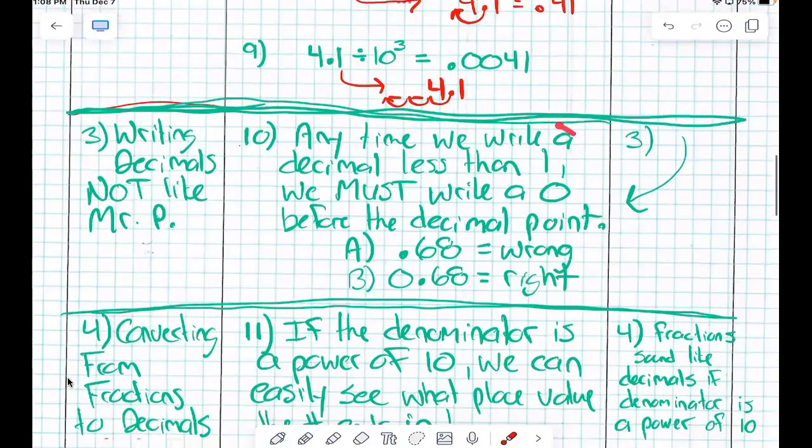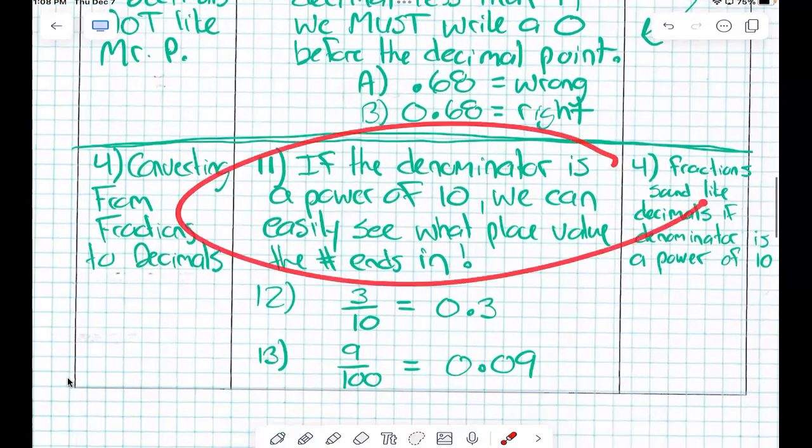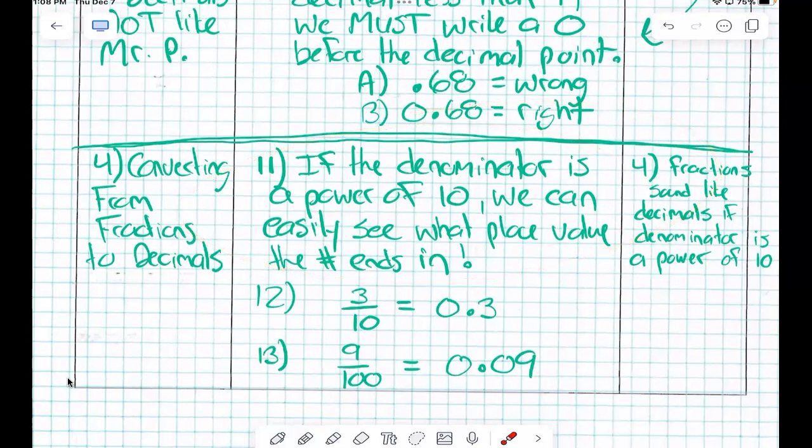I want you to read this one together on the count of 3. 1, 2, 3. Anytime we write a decimal less than 1, we must write a 0 before the decimal point. Great. Number 4, read this one. If the denominator is a power of 10, we can give a place value to the number.